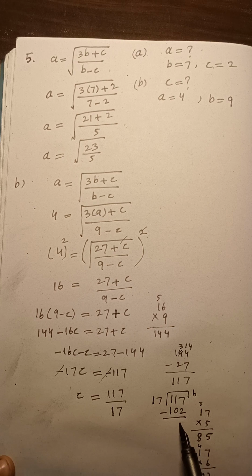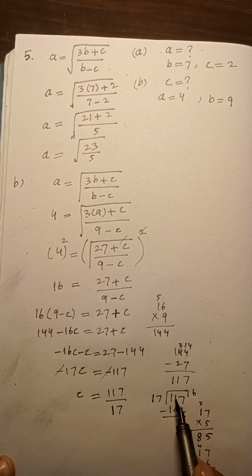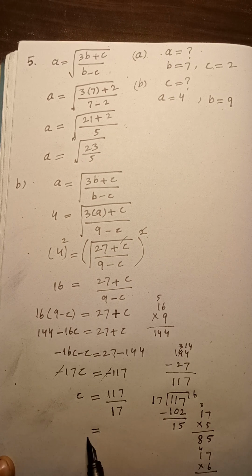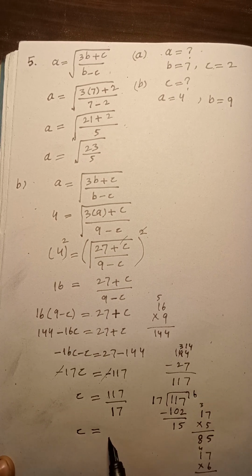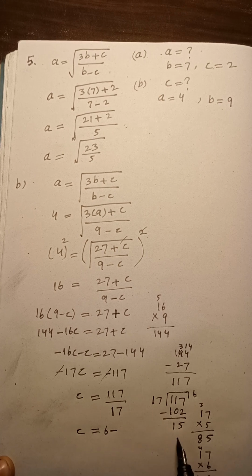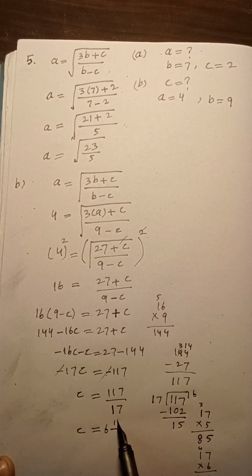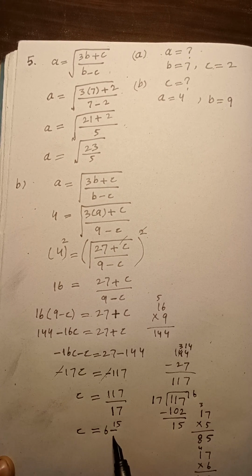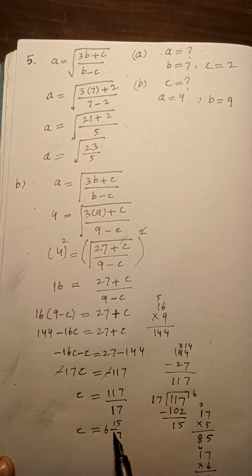7 minus 2, answer is 5, and 1 here, 15 is the remainder. Write it in the form of a whole number: 6 first and 15 here, and 17, by which it is divided, will be written here.